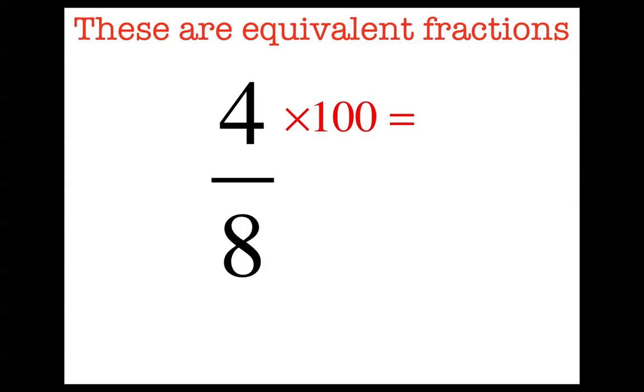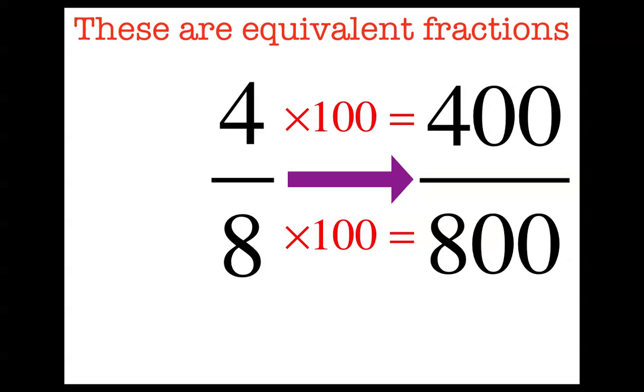Could you times the top by 100? Sure, as long as you times the bottom by 100 as well. What would you get? You'd get 400/800, and that would be another equivalent fraction to 4/8. And you could keep going and going. The number of equivalent fractions for 4/8 is endless because you could keep on doing stuff to the top and to the bottom, and as long as what you do to the top is the same as what you do to the bottom, you're going to come out with an equivalent fraction.